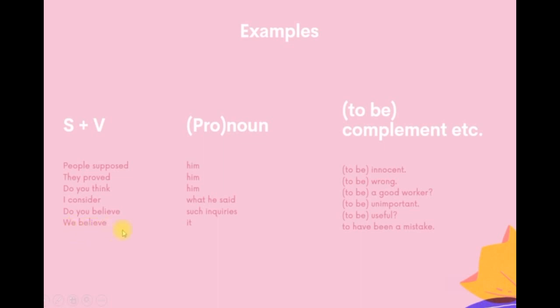Okay, the last example is for the past form. In past form, we cannot omit to be, but we need to put to have been. So we believe it to have been a mistake. Okay, so to say something which is in past form, we make it into to have been a mistake.